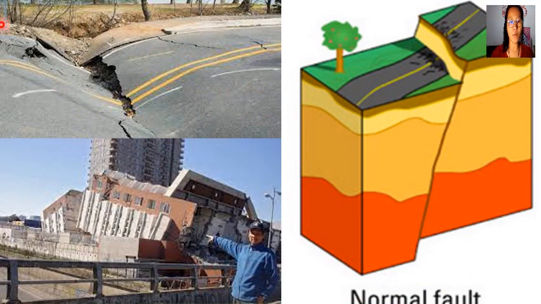First, let's start by looking at the pictures. What can you see in these pictures? The first picture shows that the roads are broken into two. The second one, the buildings collapse. In the third one, you can see the structure of the earth is separated. These are the symptoms, the signs of earthquake, the effects of earthquake. Do we have earthquakes in Malaysia?